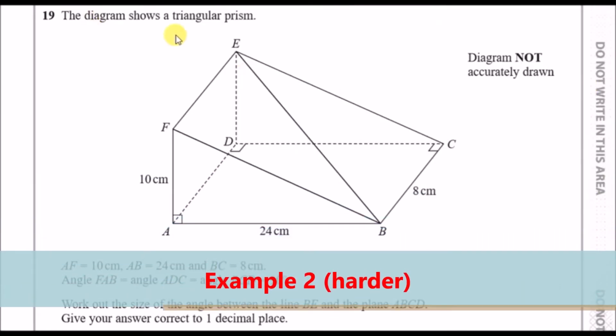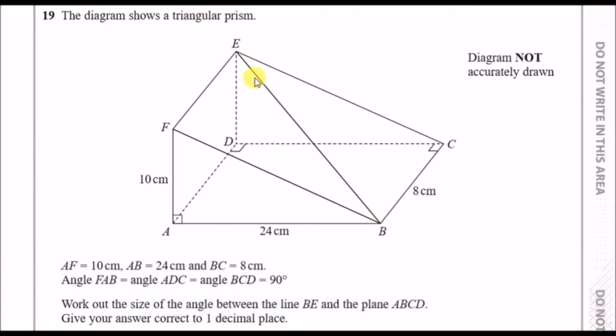So the diagram shows a triangular prism. You're going to have to find a diagonal line and probably an angle between the plane. So AF is 10, AB is 24, and BC is 8. Angles FAB, ADC and BCD are all right angles, they're all 90 degrees. So we see that there. Work out the size of the angle between the line BE, which is this line here, and the plane ABCD, so the ground over here. Give your answer correct to 1 dp.